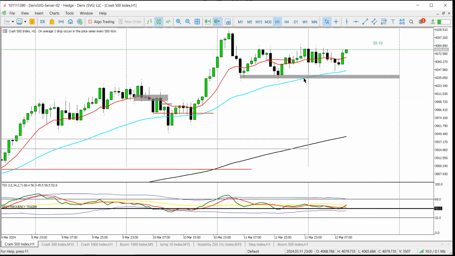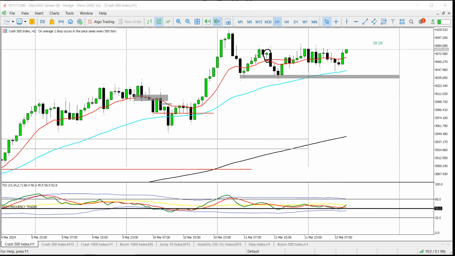Then C5 has literally been going sideways. I think we caught a sell yesterday. If I'm not mistaken, we caught a good sell at some point, and we're looking for a continuation to the downside. I think, yeah, I had marked this order block here.